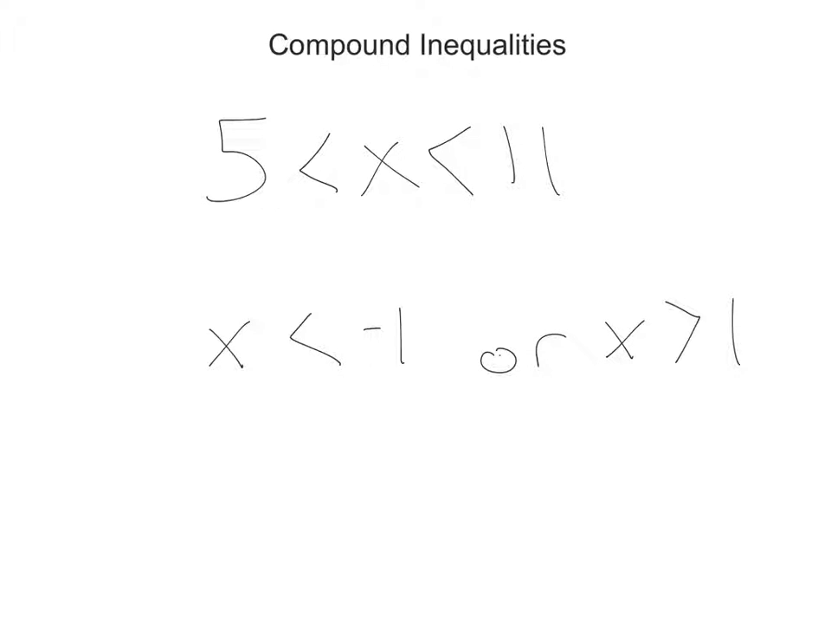These are our two types of inequalities, the and inequality and the or inequality. So in the and inequality, both of these things have to be true. It has to be greater than 5 and less than 11. In the or inequality, it has to be less than -1 or greater than 1 to be included in the rule that we've defined here. These are what we call compound because they're putting together two inequalities, either as an and statement or an or statement.